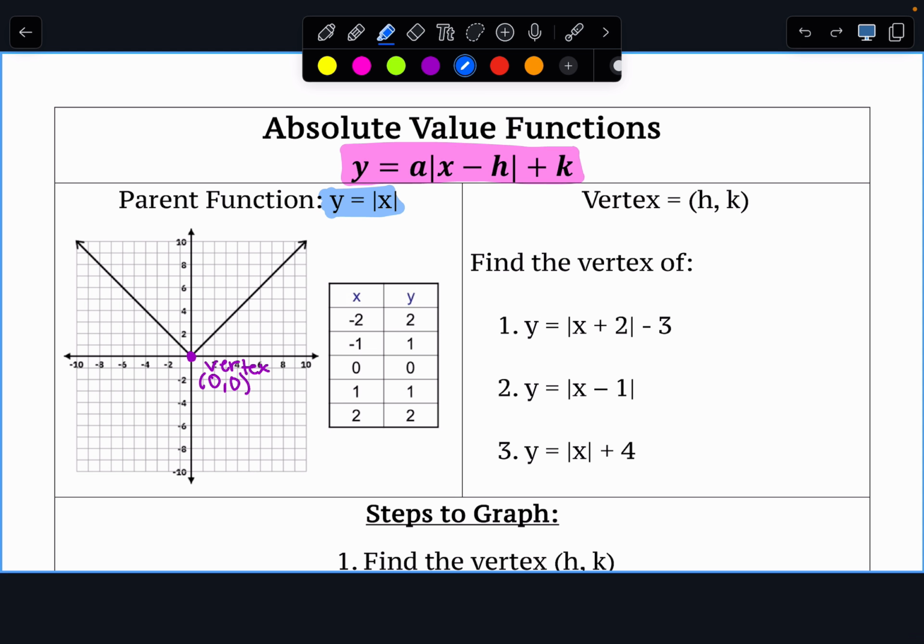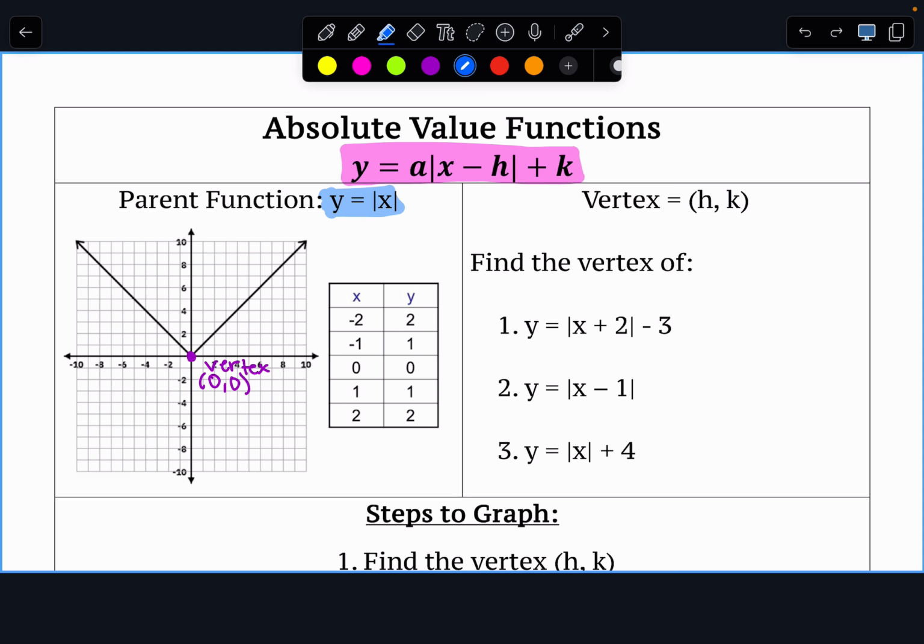Okay? And what we need to be able to do is A, figure out where the vertex is, and then B, be able to use the other information to plot the vertex and graph the shape. Okay? So, I want you to notice that it's absolute value of x minus h plus k. All right?